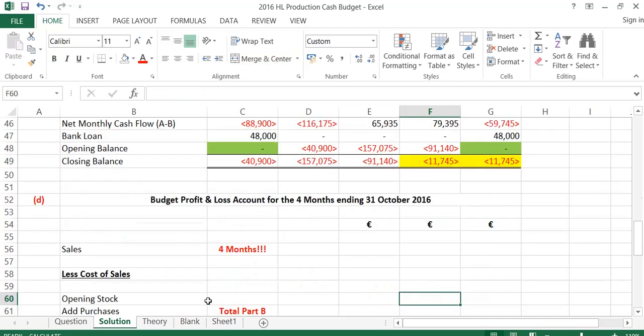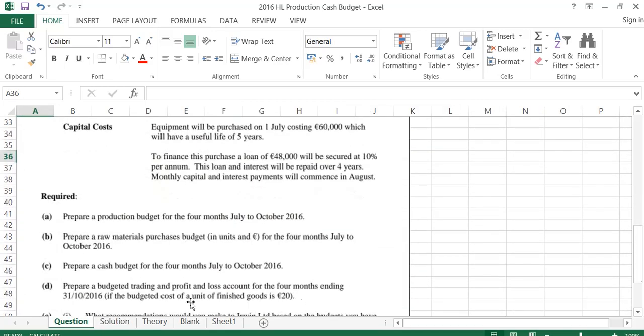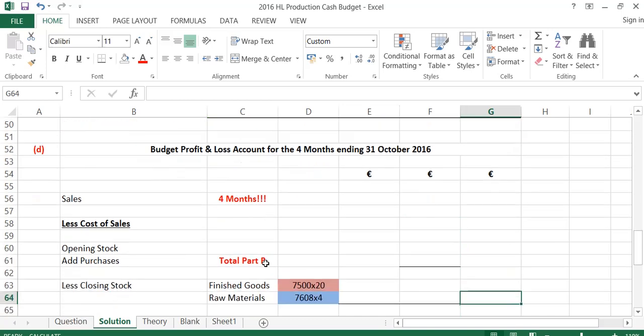The next thing we're asked to do is to prepare, so part D asks us to prepare a budgeted P&L for the 4 months to the end of October. And it says the budgeted cost of a unit of finished goods is €20. So the first thing I'm going to have to do is to work out my sales. So for my sales, I'm going to work out sales for the 4 months, not for the 6 months.